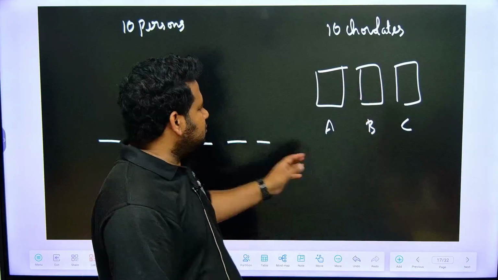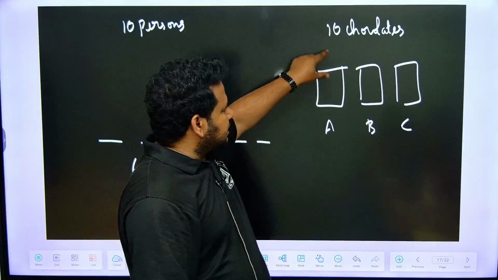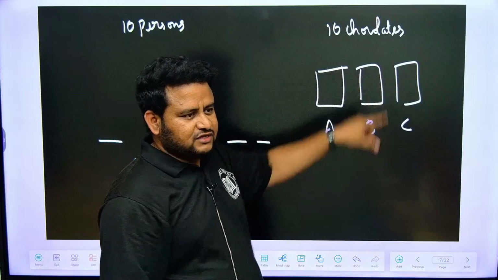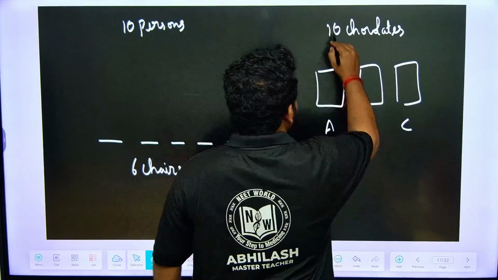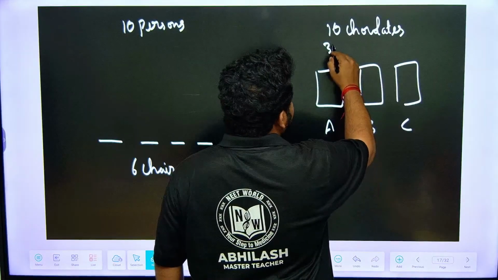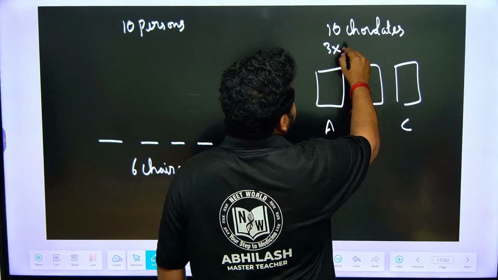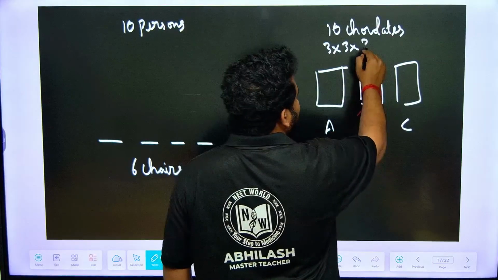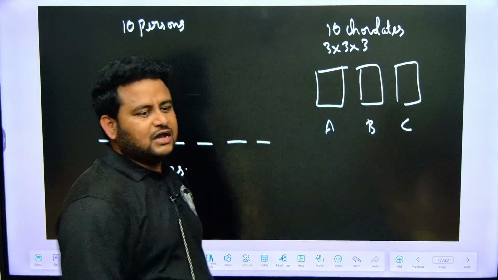So, these 10 chocolates I can give to what? Any of the 3. Again, these 10 chocolates I can give to any of the 3. It can go on like this. It can go on till how much time?